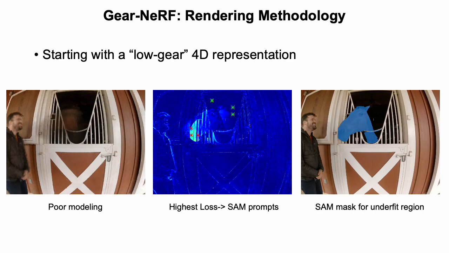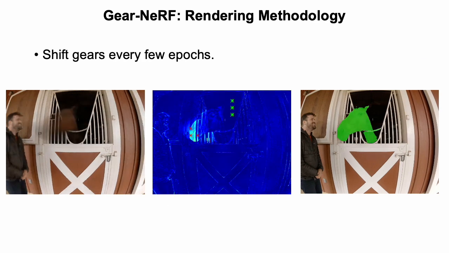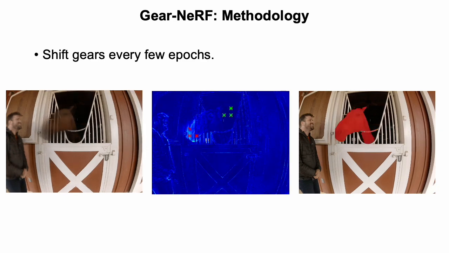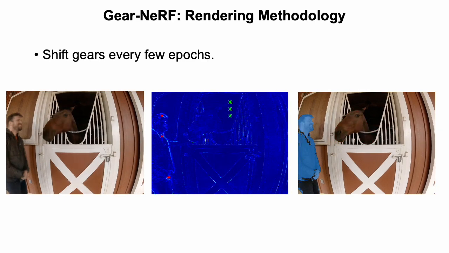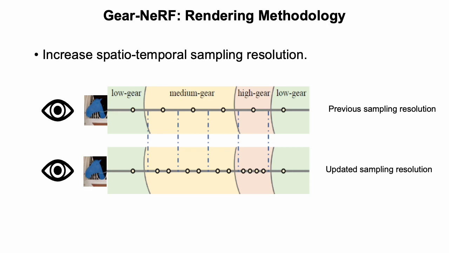We feed the prompts and the encoding of the rendered image into the SAM decoder to get object masks. These masked regions represent underfit regions. We then perform a gear upshift of these regions, thereby increasing the spatio-temporal sampling resolution in modeling them. We repeat this process every few epochs. Here we show how an upshift in gear results in an increase in the sampling resolution.